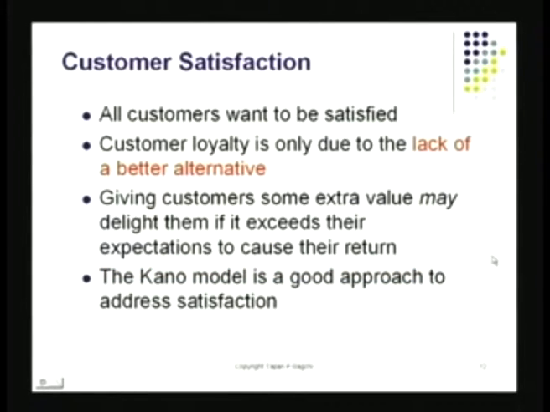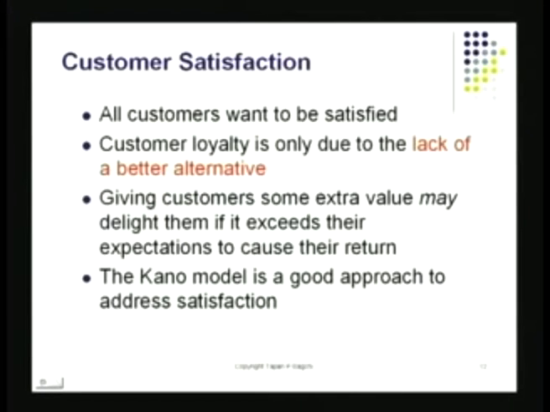Now, what exactly determines customer satisfaction? All customers really want to be satisfied. I do not know any customer. If you are spending some time, if you are paying someone for some product or service, I do not know anyone who would not like to be satisfied. I walk in with a certain need in mind, and I'd like to walk away having that need satisfied. This is what I'd like to be able to do.